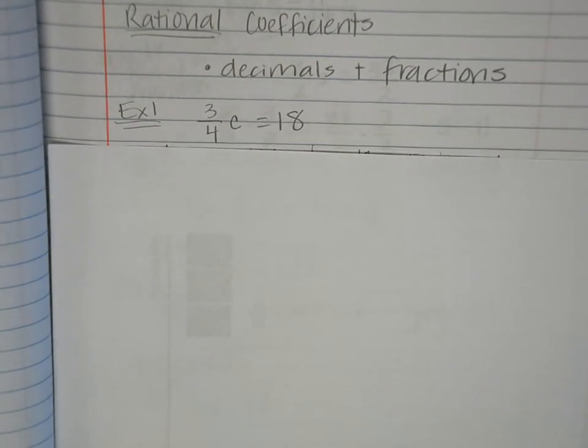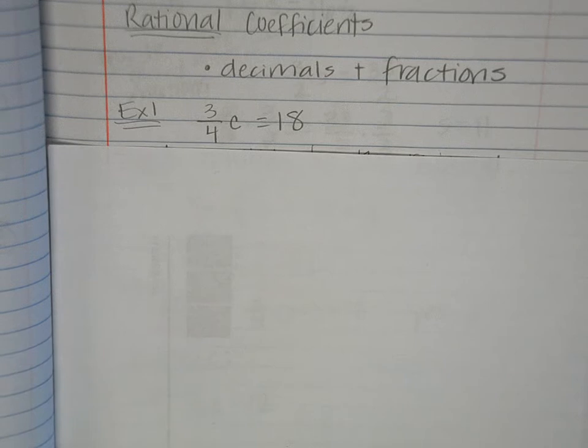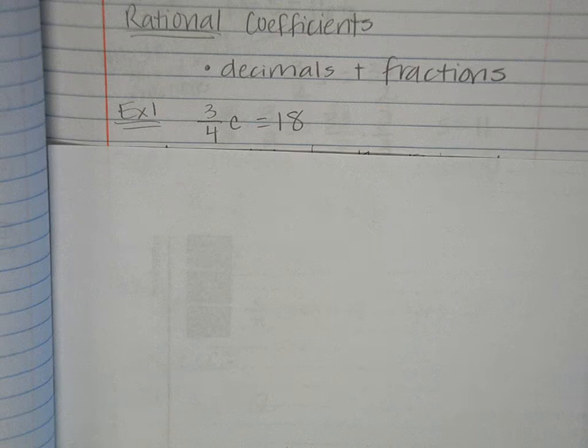So here's an example. We have 3/4 C equals 18. That's a fraction. Anyone love fractions in here? No, like nobody, right? You do? No. All right, we're going to work this out. In order to solve for C, I have to get rid of 3/4. Do you guys think I add, subtract, multiply, or divide?